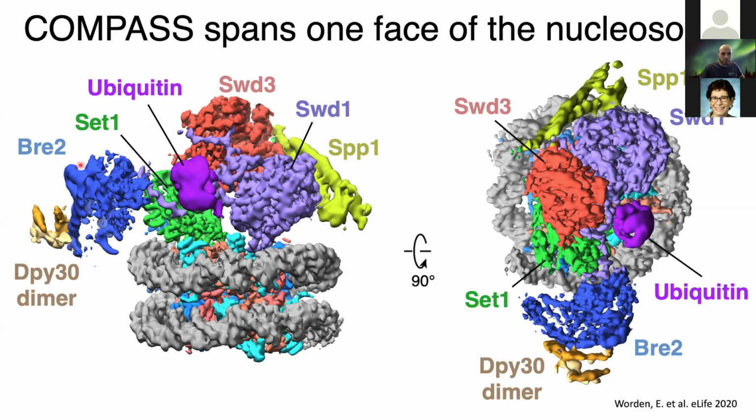And COMPASS is a very large protein, and when it binds to the nucleosome, it binds to one side of the nucleosome and actually spans the entire diameter of the nucleosome and takes up most of the surface here. So you can see that from the top, where this is the nucleosome here, and then COMPASS is essentially taking up the entire surface of the nucleosome.